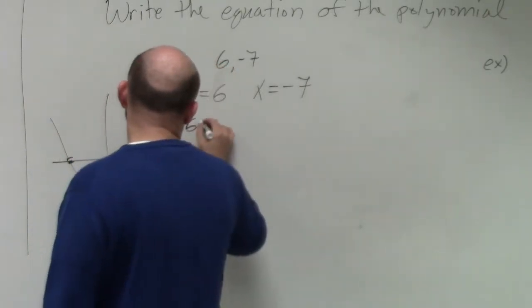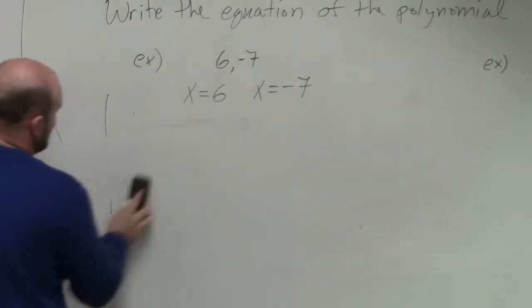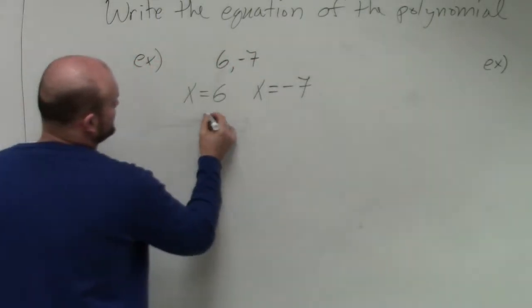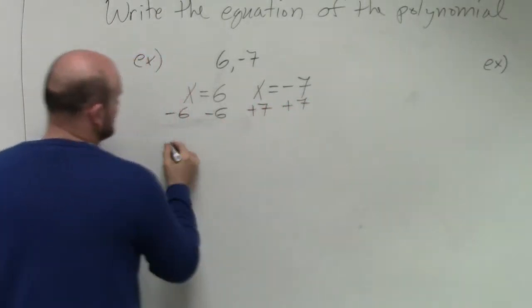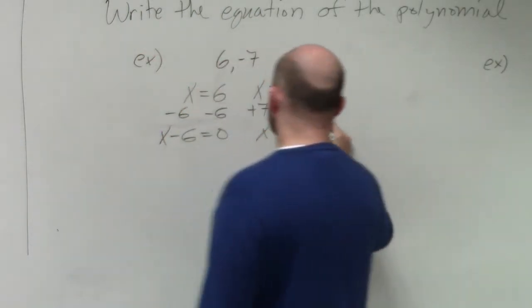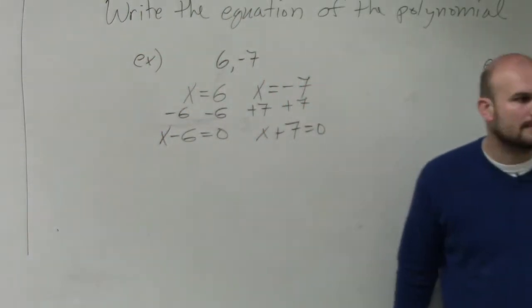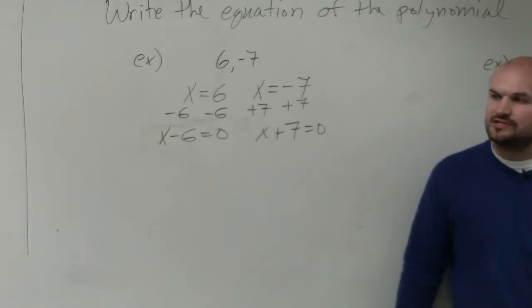So I have x minus 6 equals 0, and x, oh, I'm sorry, let's show how to set them equal to 0. So we subtract a 6 on both sides, add a 7 on both sides. Therefore, I have x minus 6 equals 0, and x plus 7 equals 0. Does everybody see what I did? I basically set them equal to 0. And the reason why we set them equal to 0 is because we are applying the zero product property.